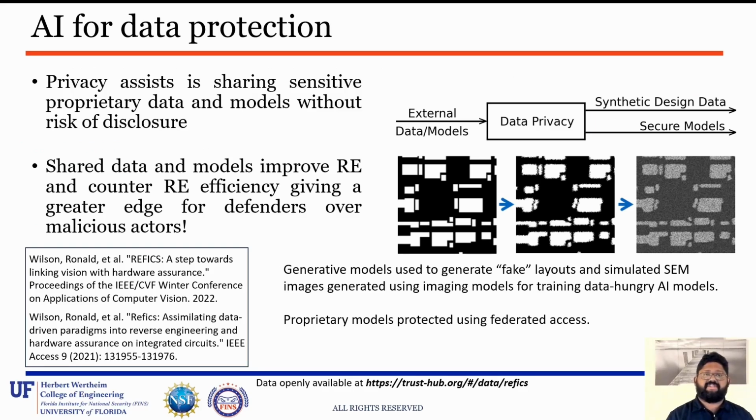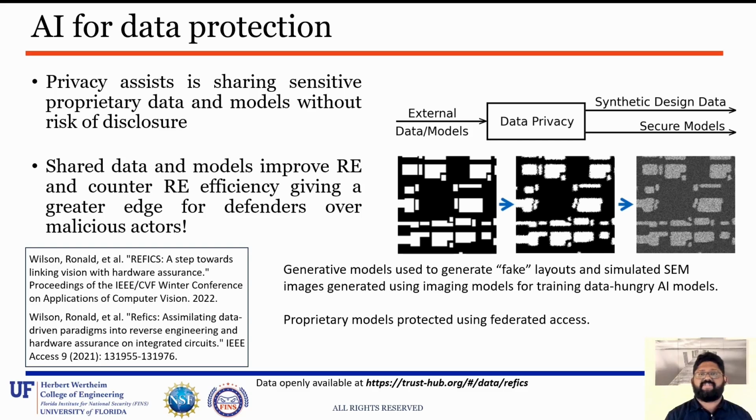Now, another limitation that prevents the adoption of reverse engineering is intellectual property rights. Most of the designs that are used to train and develop models belong to IC designers, and proliferation of these designs is detrimental to them. AI even provides avenues to sidestep this problem.